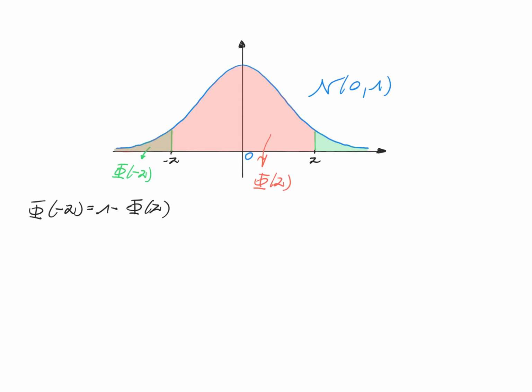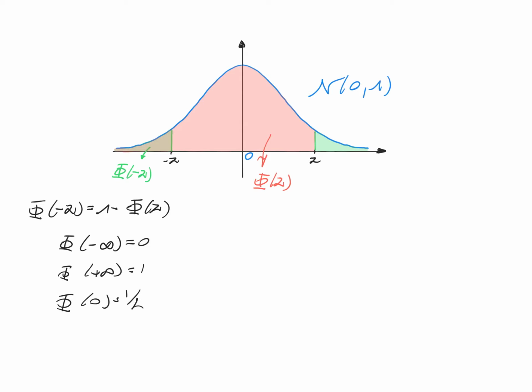From the graph of the density function, it also follows immediately that phi of minus infinity is 0, because there is no area to the left of this value. Phi of plus infinity is 1, and phi of 0 is 1/2 due to symmetry.